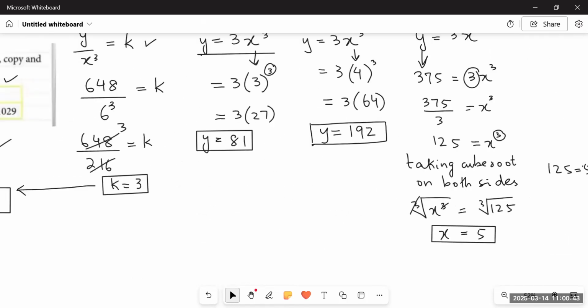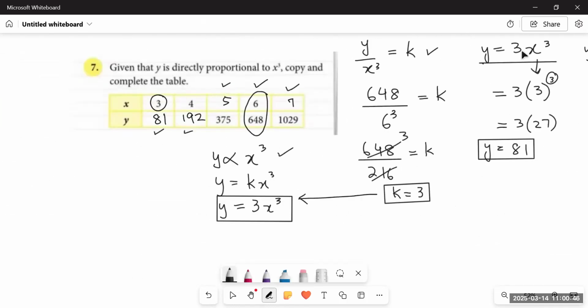And that's it. This is how we have to solve these types of tables. What we did, first we took the corresponding values of x and y to figure out the value of k. After finding the value of k, we substituted it in this equation, which was y is equal to kx cube, and we substituted the value of k, which made it y is equal to 3x cube. And after substituting the value of k, we found the values of y when the values of x were provided. And then using the same equation, we found the values of x when the values of y were provided. So for now, we have completed till question number 7.